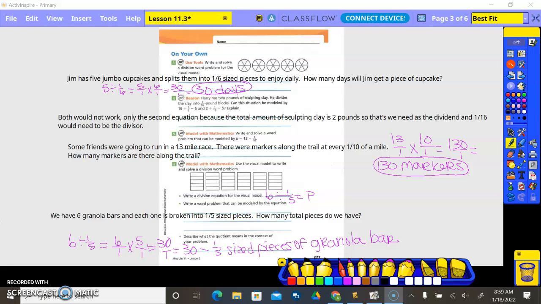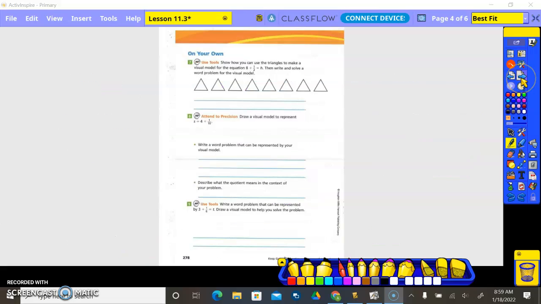Okay, let's go ahead and look at this page, and we're just going to go ahead and mark that off. We've been doing several of those.